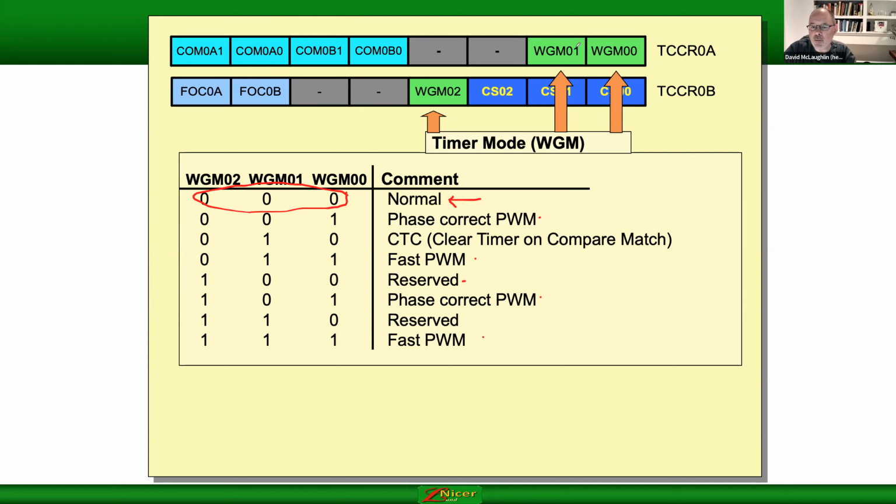If I want it to be a normal mode, I'm just going to put a 0 here, and a 0 here, and a 0 here. Okay, fine. Once I learn that. Okay, so that'll set it as a normal mode.